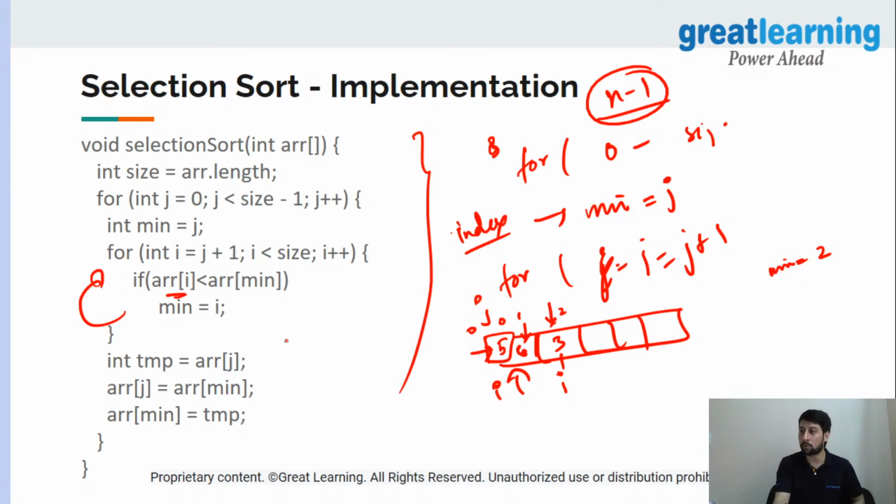Next time around, we'll iterate again. This time around I will be here, and let's suppose this is 4. Nothing will happen. Now this is 2. This time around, ARR of I is less than this 3, so now this will be our new minimum. What is the index of this? This will be 4. Now we update our minimum. If you observe carefully, every time we find a smaller element, we are just updating our min.